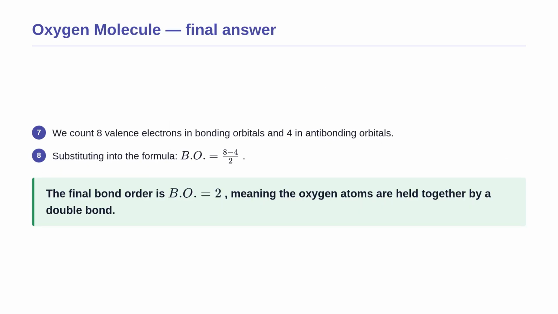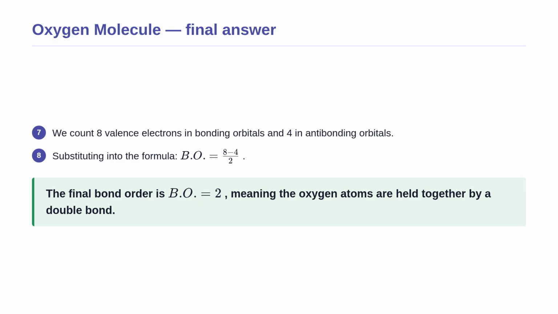Now that we have filled the diagram, we can calculate the bond order for oxygen. We carefully count the electrons in our configuration. There are 8 valence electrons in bonding orbitals, which are the ones without stars. There are 4 valence electrons in anti-bonding orbitals, marked with stars.